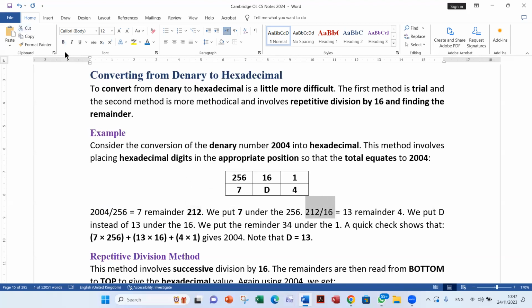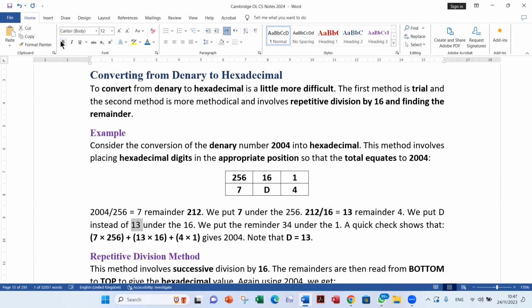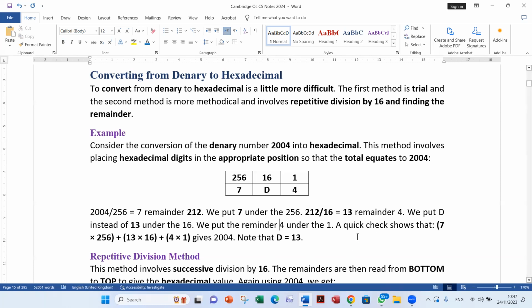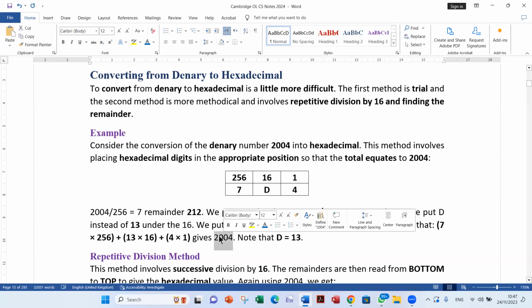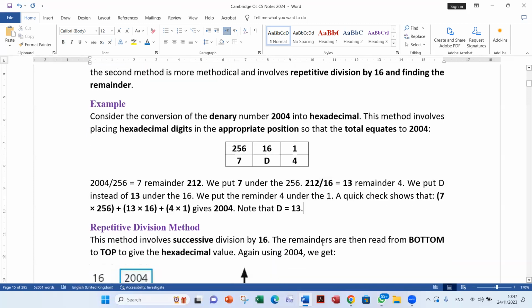212 divided by 16 equals 13, remainder 4. So the 13 goes here as D, and the 4 goes here as 4. We put D instead of 13 under the 16. We put the remainder 4 under the 1. This method shows that 7 multiplied by 256, 13 by 16, and 4 will give 2004. This is the trial method that I will be using.